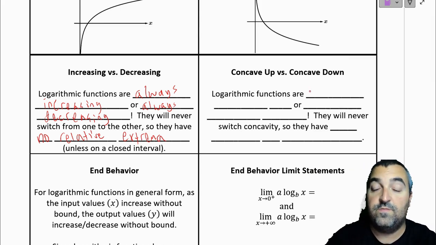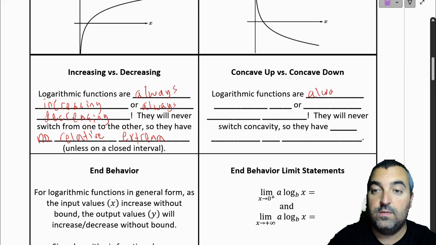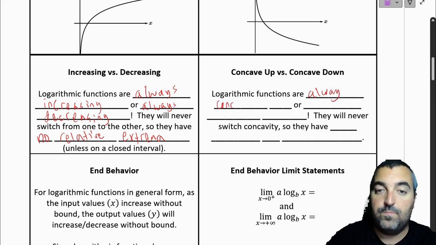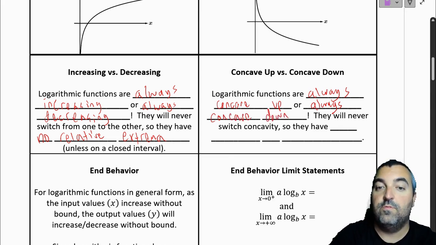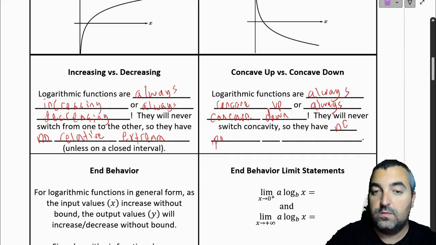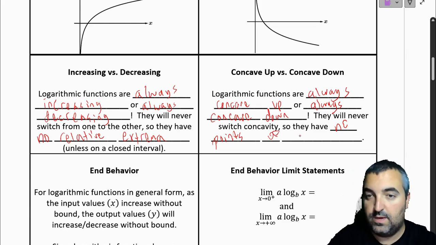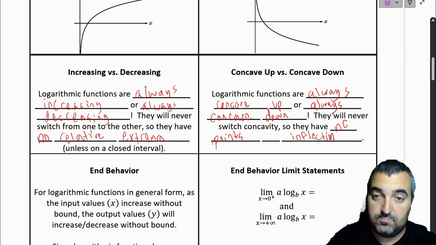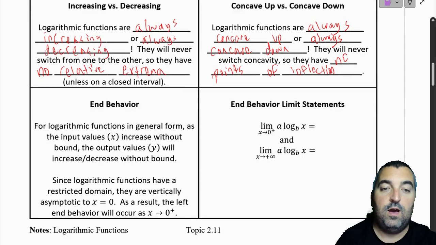All right, and then log functions are also always concave up, or always concave down. They will never switch concavity, so they have no points of inflection. Okay. So just like exponentials, right?